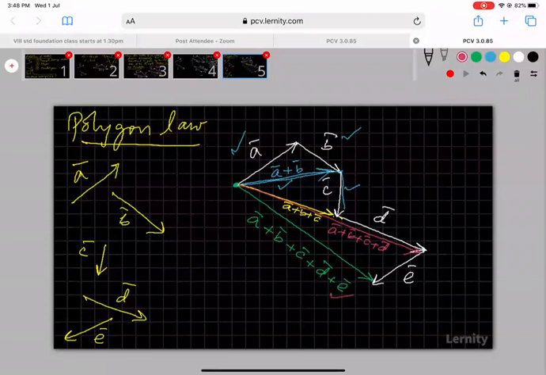Okay, so basically polygon law is just an extension of triangle law. Triangle law is used to add 2 vectors at a time. Polygon law is used to add several vectors at a time. That is the only difference.